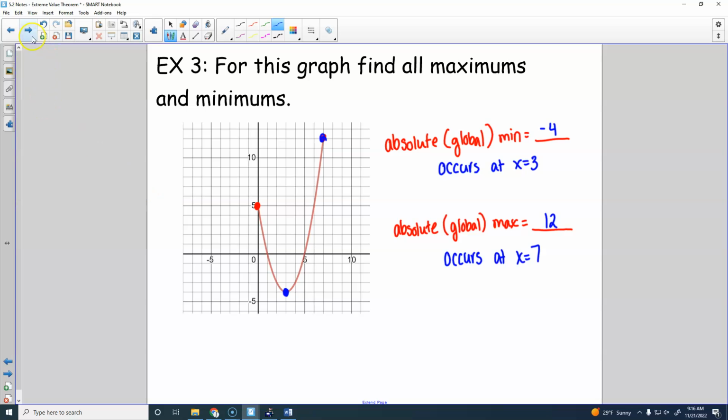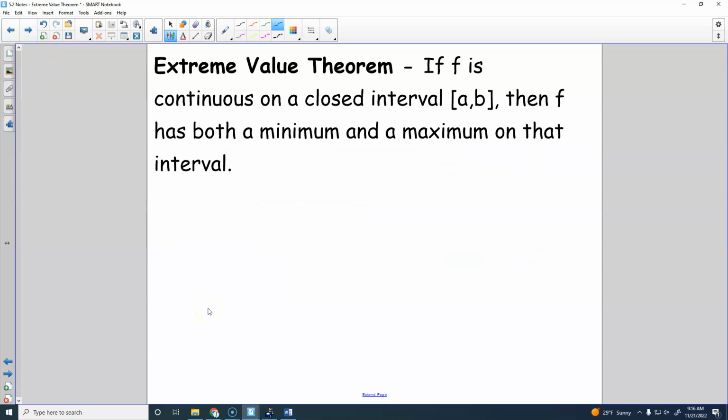So, the extreme value theorem tells us that if f is continuous on a closed interval from a to b, then f has both a minimum and a maximum on that interval. So if you have a continuous function and you're looking at a closed interval, so we are looking at this from -7 to 2, or 0 to 15, right? If there is a specific interval we're looking at and we know that our function is continuous, there has to be an absolute maximum, there has to be an absolute minimum.